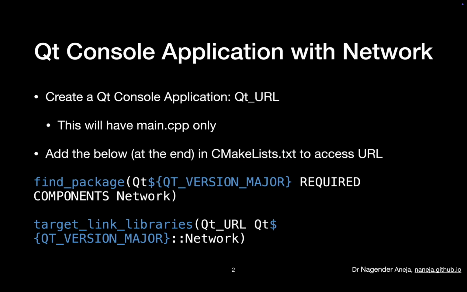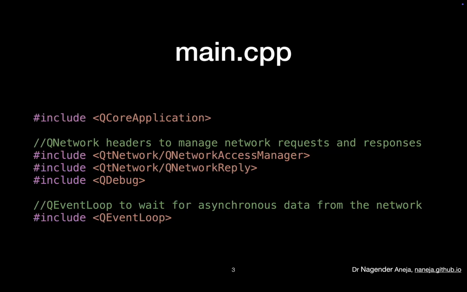And once we created a project, we can add these two lines into the CMakeLists.txt at the bottom. So this says find package Network. So basically we are saying that we need this package Network, and this network package will also be linked with this project Qt URL. Okay, so target link libraries. So any library that we are using is linked with this project. Find the package and link it with the library.